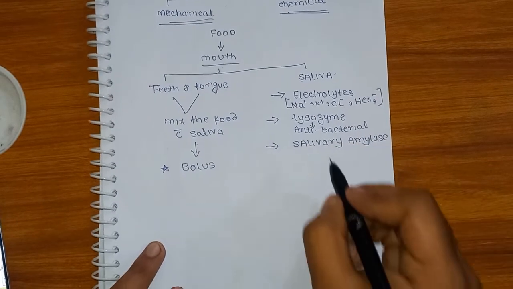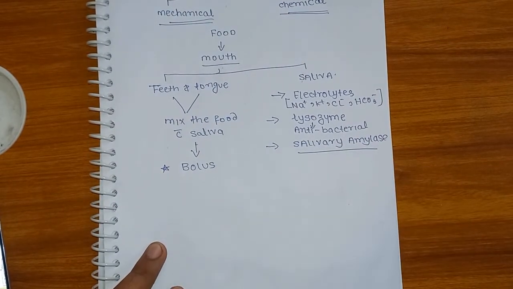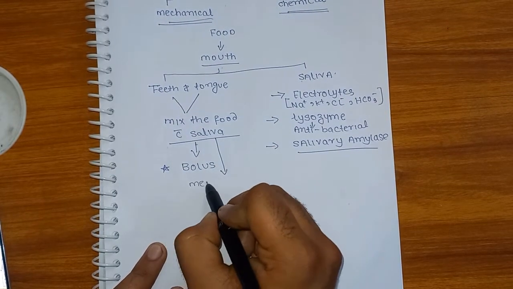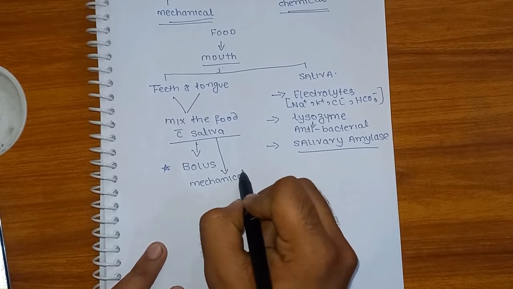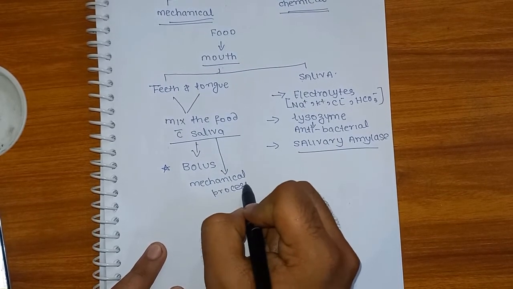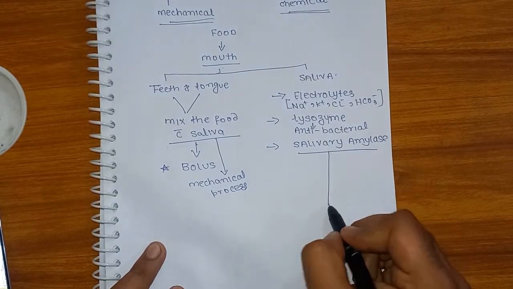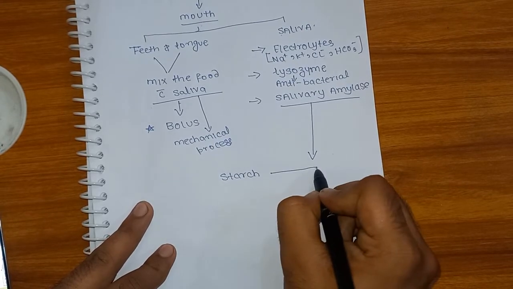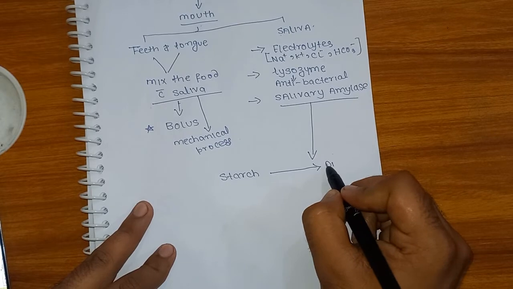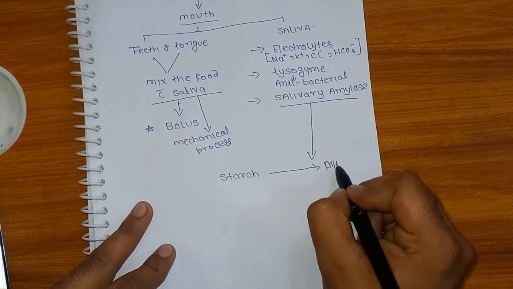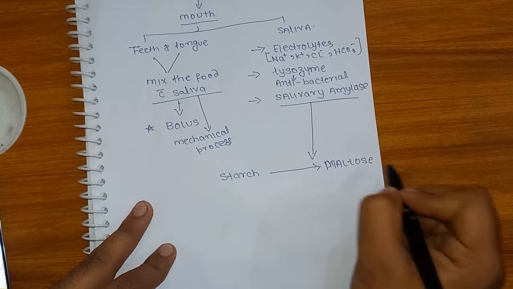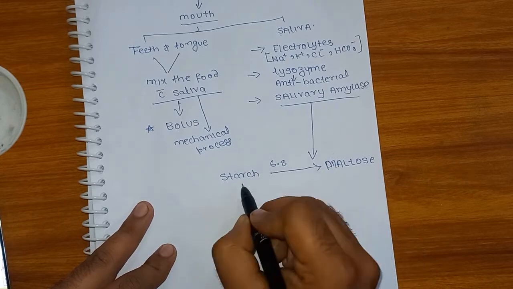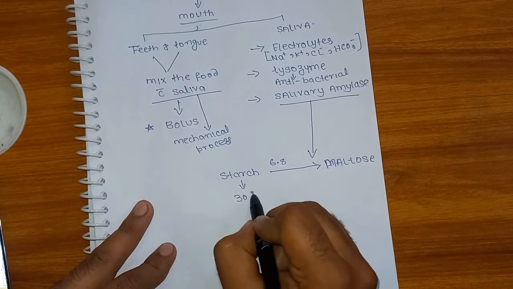Okay. Now we're talking about the salivary amylase. You have seen this mixing of food. It is the mechanical component of the digestion. Now we're talking about the chemical process that takes place in the mouth. This salivary amylase acts on starch and converts it into a disaccharide, maltose. Salivary amylase works at a pH of 6.8, and the amount of starch that is digested is only 30%.